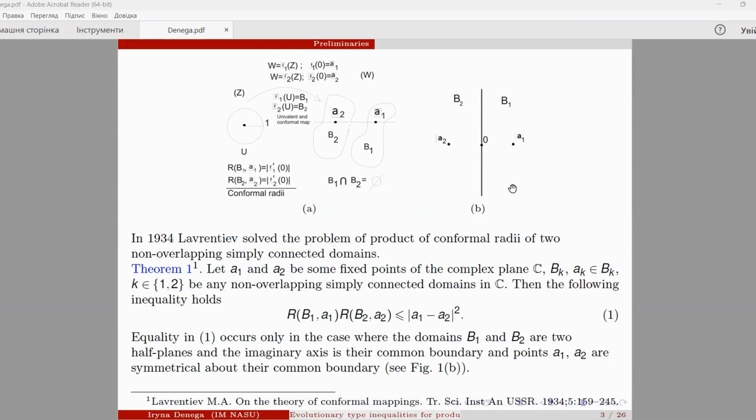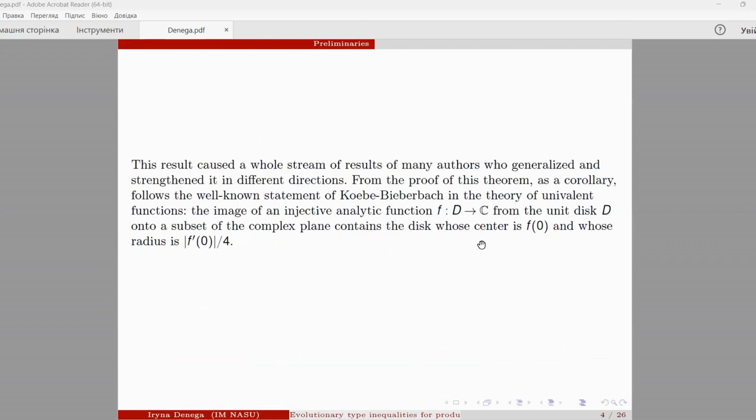Many authors investigated this result in different directions. For example, in the monograph by Schiffer and Spencer, a whole chapter is devoted to the study of Lavrentiev's theorem. From the proof of this theorem, as a corollary, follows the well-known statement of Koebe-Bieberbach in the theory of univalent functions.